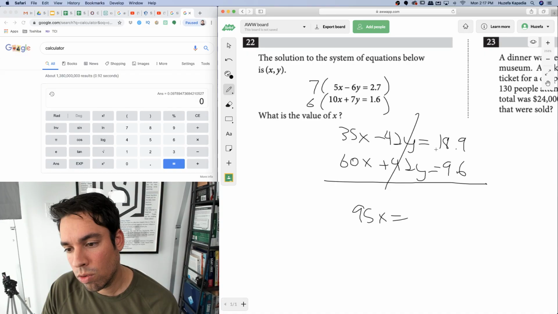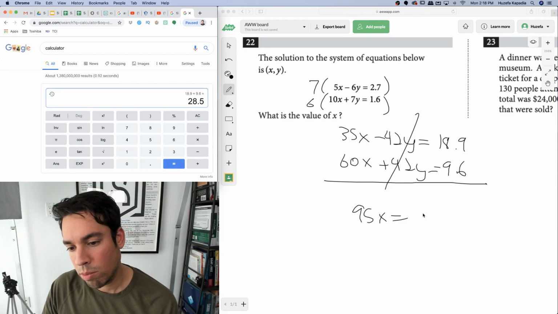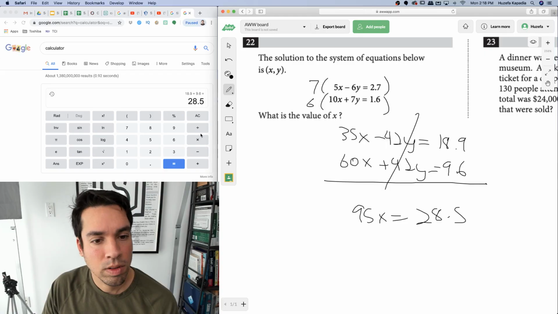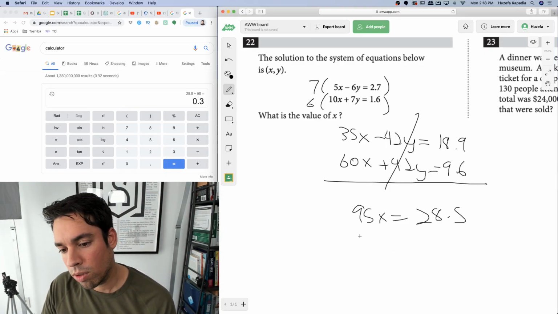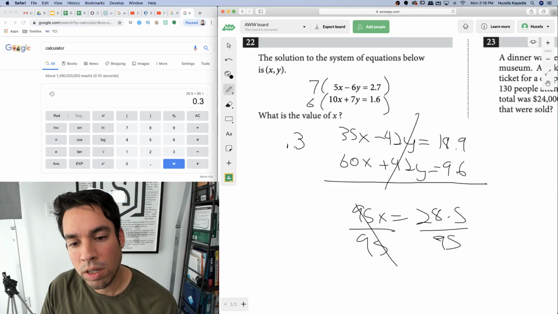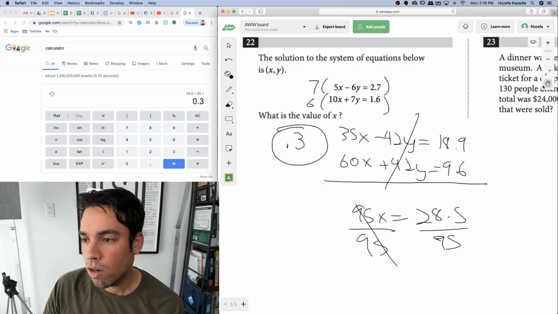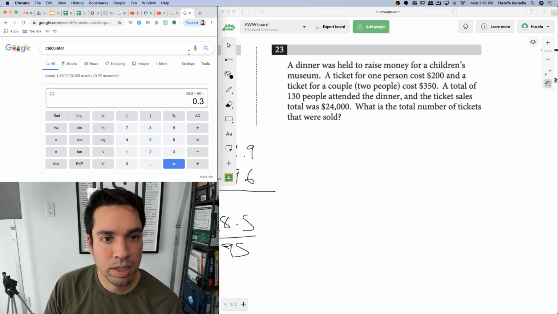So 95x equals, we add those, 18.9 plus 9.6, oops, 28.5. Then we divide that by 95, and we get 0.3. That's better. Okay, question 23. Let's see how the time is going. We've got 15 minutes. We've got plenty of time.